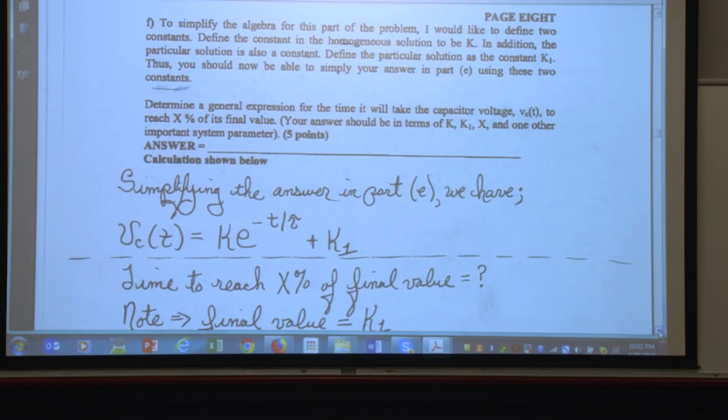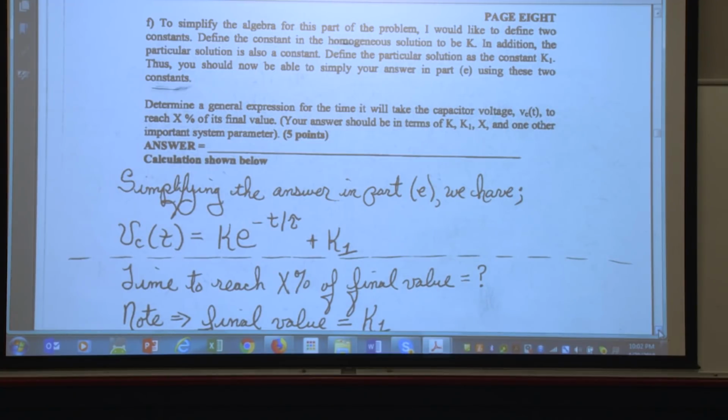So I say, look, let's simplify the algebra, because I'm going to ask you to do something here. Define the constant in the homogeneous solution to be k. So you don't have to write out, Parker, the whole big thing anymore. And define the particular solution to be k1. Okay? So notice what I write. V sub c is now k e to the minus t over tau plus k1. We don't have to worry about the values of k and k1 because, Alexis, we've already solved it. And it would be messy and cumbersome to write, Brittany.